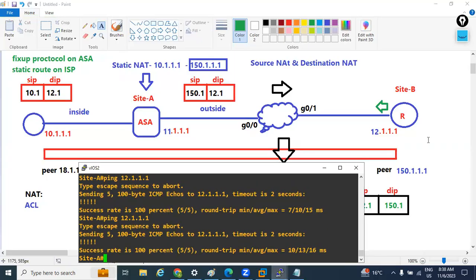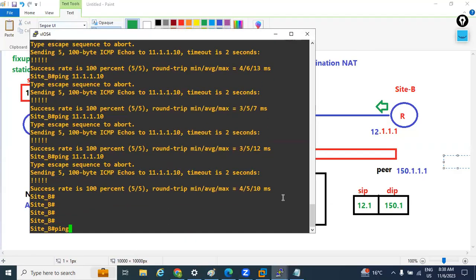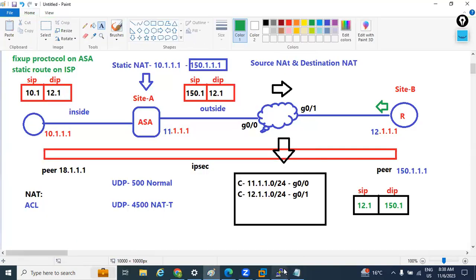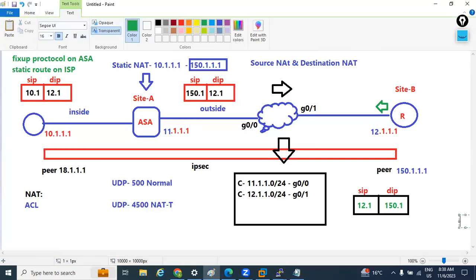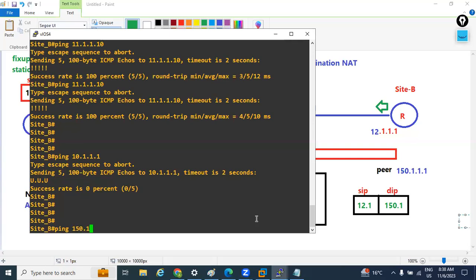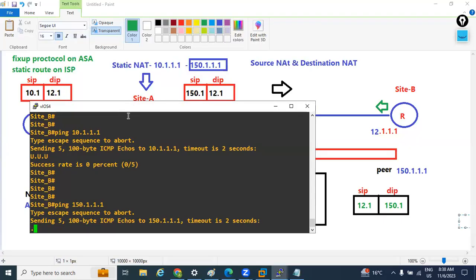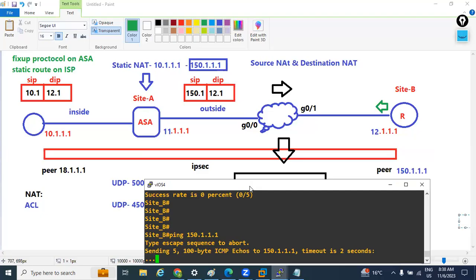Now let's try to ping from the other side, which is this side here. Obviously with 10.1.1.1 it's not possible, because that is the private IP, and a private IP is obviously not routable over the ISP. So now we have to try to ping 150.1.1.1. But still this ping is not happening. What is the reason, guys? Why is this ping not happening now?